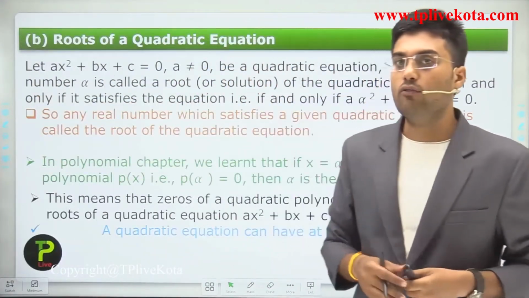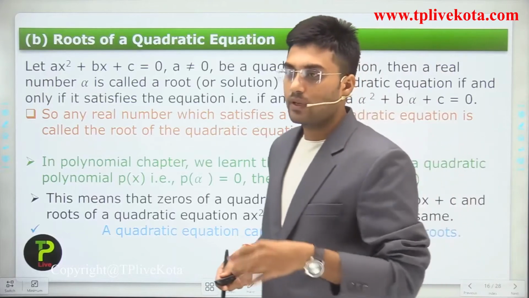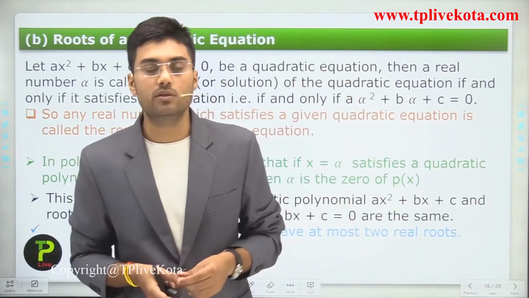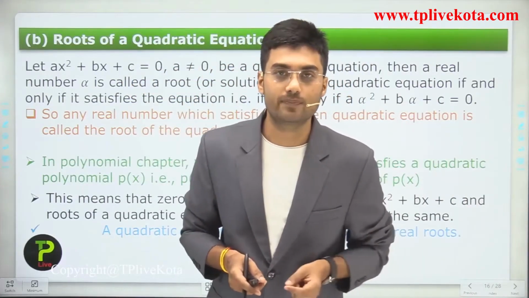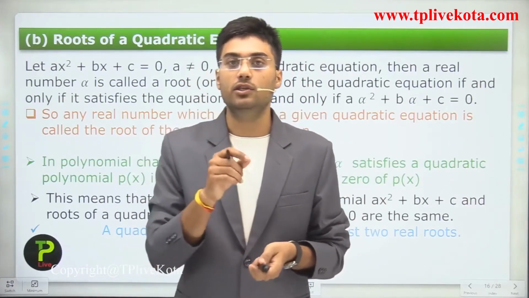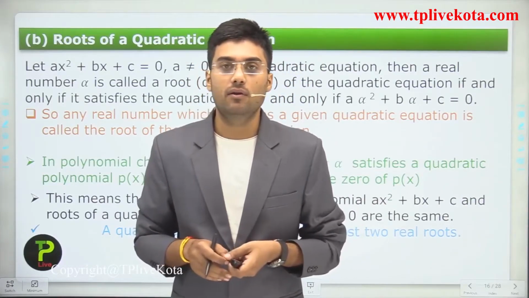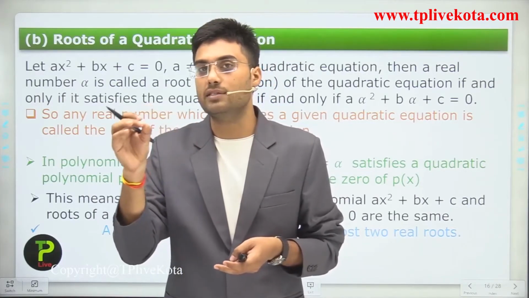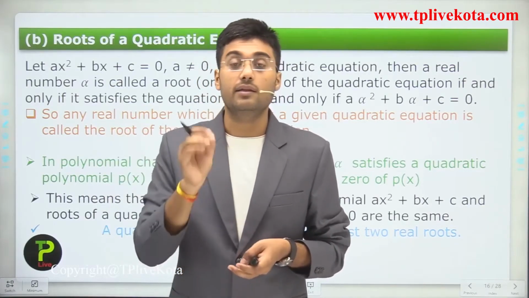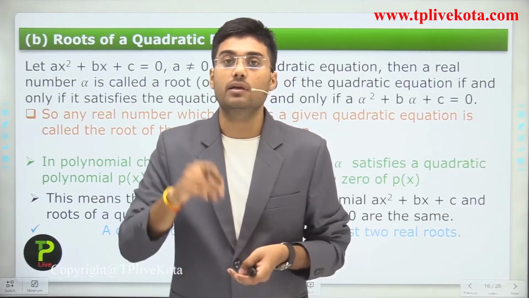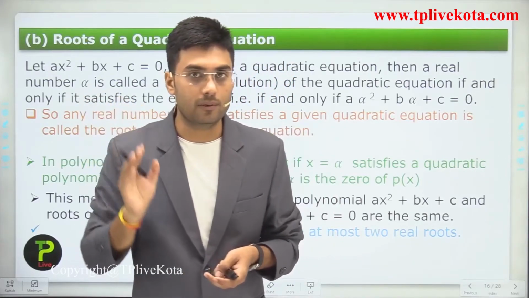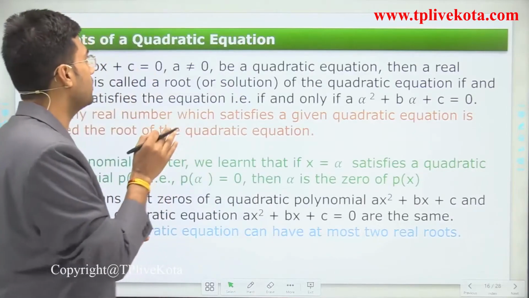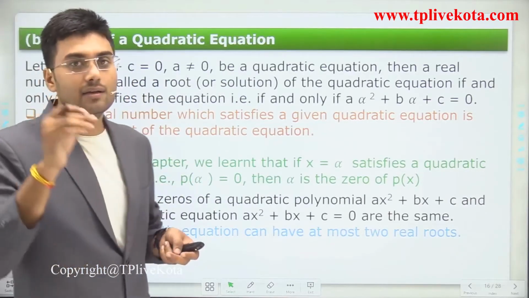What is the meaning of roots? Students, when we study polynomials, we talk about the zeros. What is a zero? A zero is a value of a variable. When we replace this value in the polynomial, if the polynomial equals 0, then that real number value of the variable is a zero of the polynomial. Clear? So let's talk about the roots of a quadratic equation.